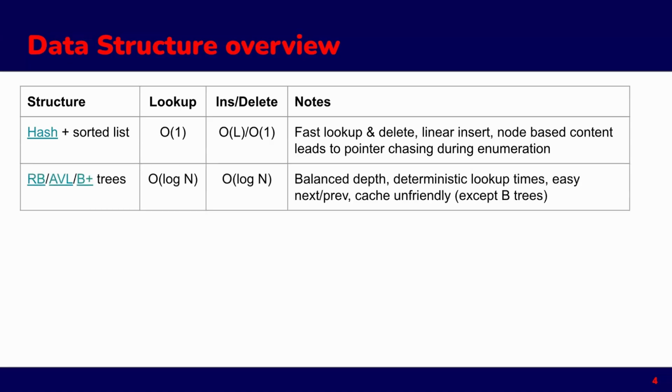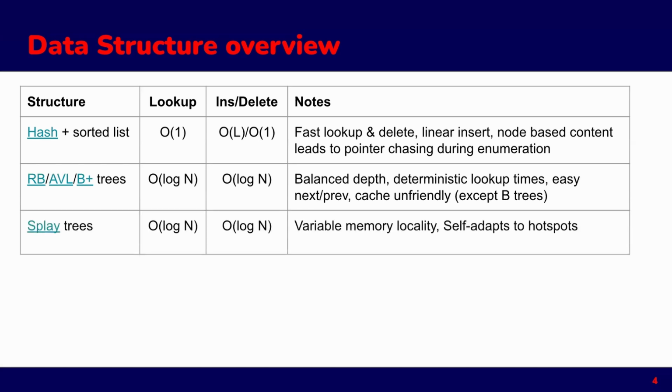So then there are some tree-based structures, like the heap could fall into this category as well. There are red-black trees, AVL trees. They provide a balanced depth, so lookup time is logarithmic, and they are nice for next and previous price enumeration, but not particularly cache friendly because they are typically node-based. Maybe B trees are trying to address that.